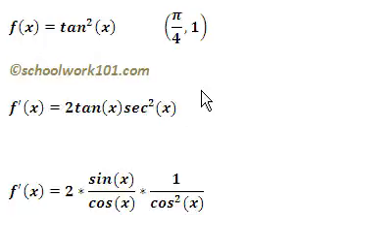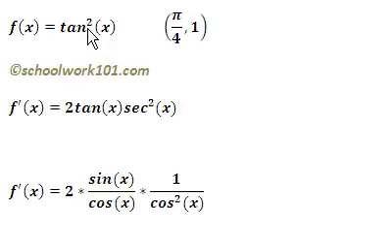We are finding the equation to the tangent line, and it's going to be at the point pi over 4 is our x and our y is 1. So here's our function that's been defined, f of x equal to tan squared of x. And so the first thing we're going to want to do is find the derivative. We're going to find the derivative first.